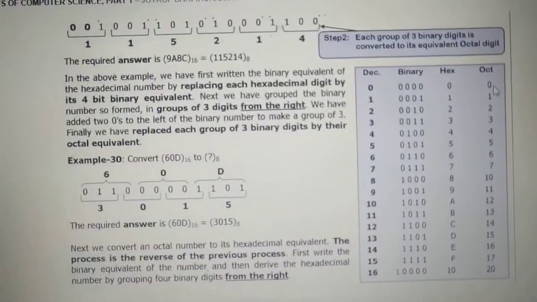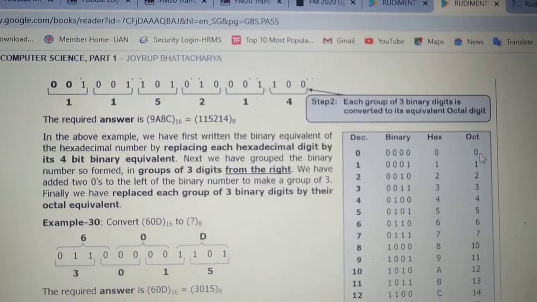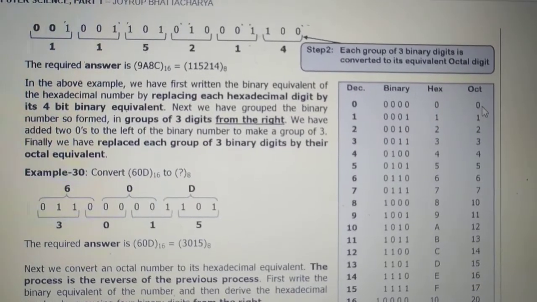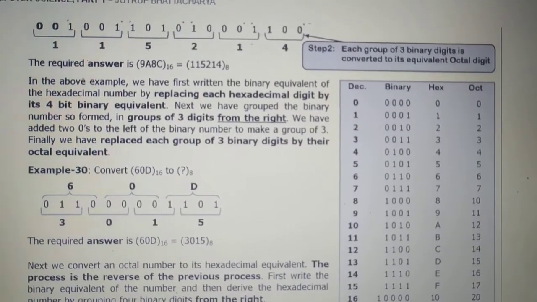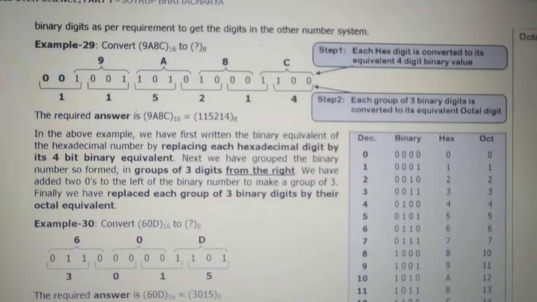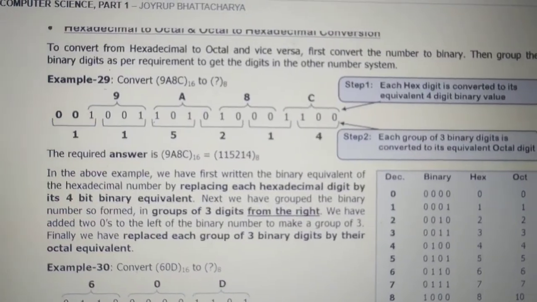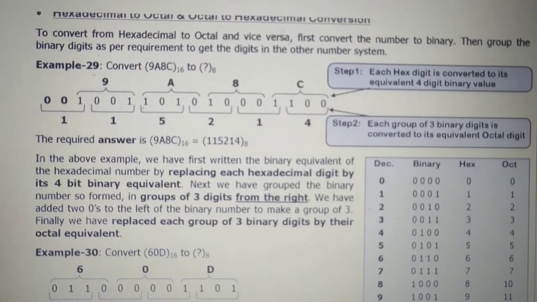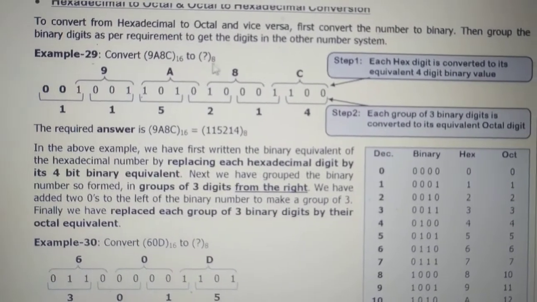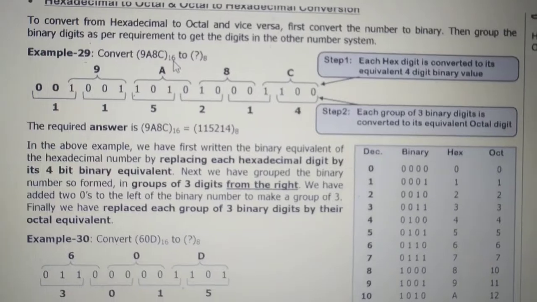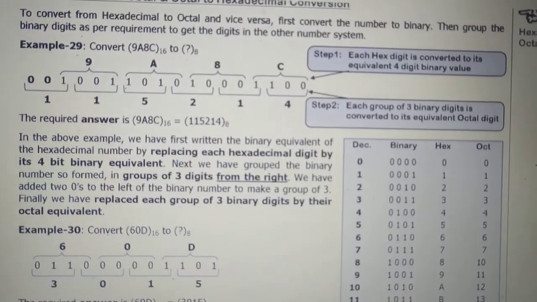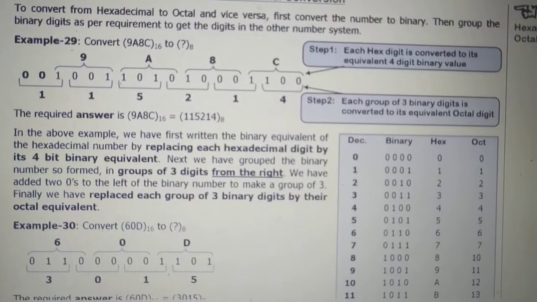Okay, so the first question is coming, that is 9A8C. We will convert it into base 8. So how can we convert? First we will write down the hexadecimal equivalent. Now we will convert base 16 to base 2. So we will write down, C means what? Here, if you check, C means 12.